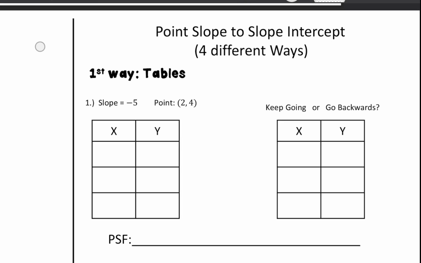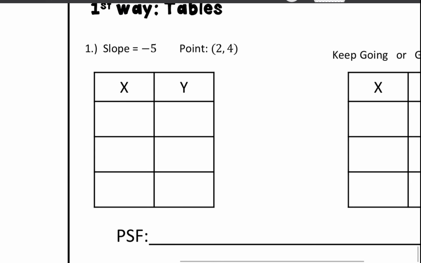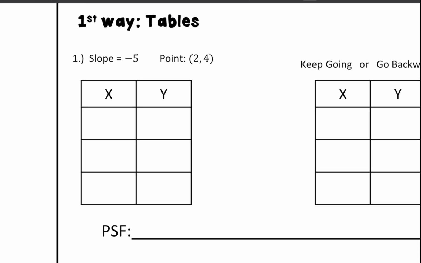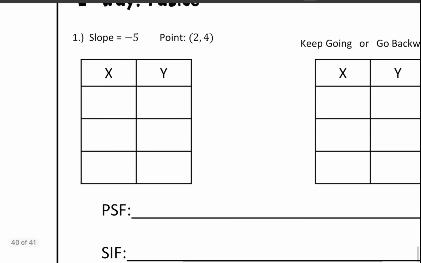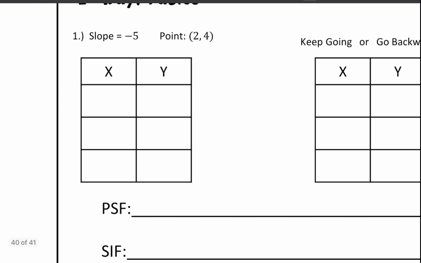All right, enrichment. So today's page 29 in our notebooks, we have 4 different ways where we can go from the point slope form to the slope intercept form. So the first way is to use tables. Before we use tables, we have a slope of -5, a point of 2 comma 4.